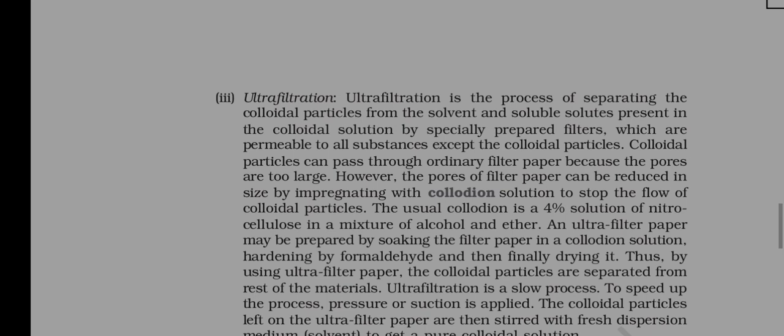Colloidal particles can pass through ordinary filter paper because the pores are too large. However, the pores of filter paper can be reduced in size by impregnating with colloidal solution to stop the flow of colloidal particles. The usual collodion is a 4% solution of nitrocellulose in a mixture of alcohol and ether.